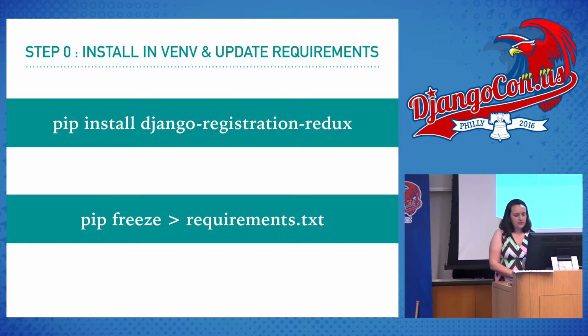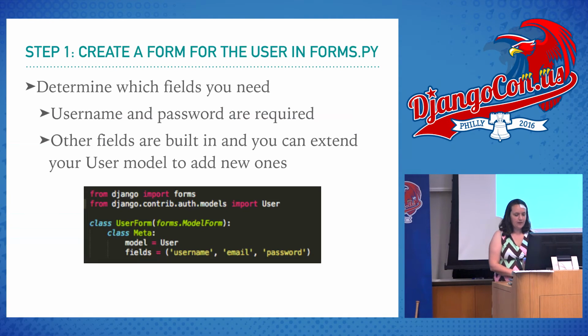So the first step, 5 steps to doing this: pip install Django Registration-Redux, easy, right? Also update requirements, I'm a real stickler for that. And then you create a form in user with the user model in forms.py. So you need to determine which fields you need. This goes back to requirements.